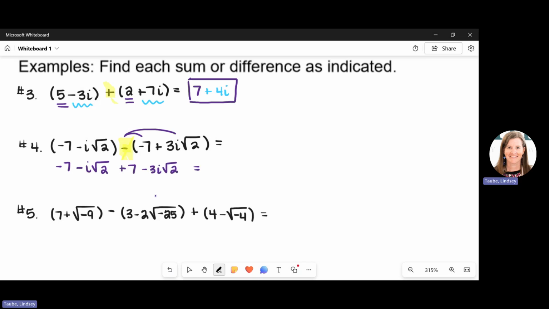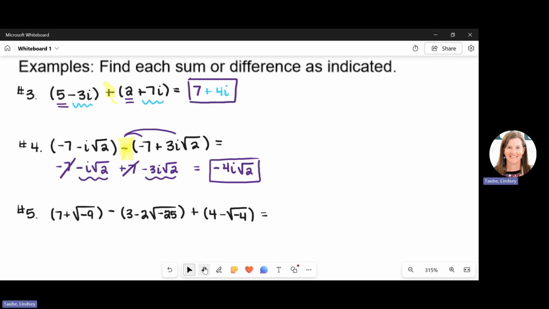All right, so now let's combine our like terms. We can see that the real terms, the negative 7 and the positive 7, would cancel out. Then when we combine the negative i radical 2 and the negative 3i radical 2, we have to make sure our radicals still match. They're both radical 2's, and the coefficients negative 1 and negative 3 are like terms. So we would combine those to get negative 4i radical 2. Or if you prefer to indicate that the real part is 0, you could say 0 minus 4i radical 2 as well.